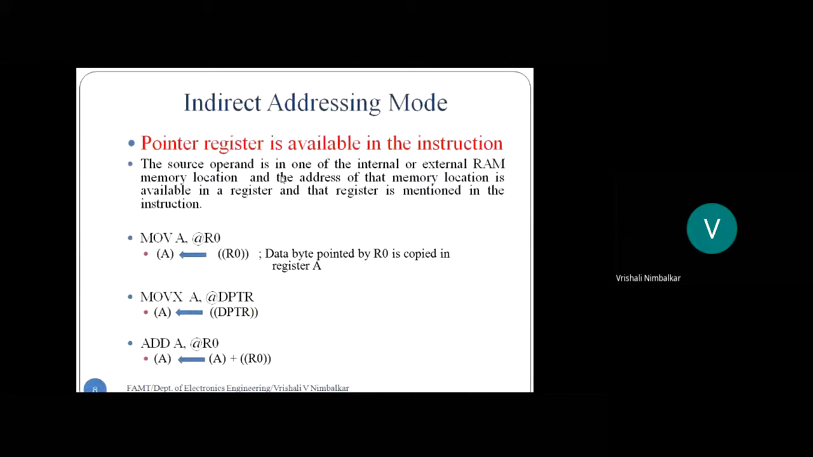Right? Next, indirect addressing mode. What is it? You will be mentioning a pointer register in the instruction. And the pointer register is denoted by @. Okay. So indirect addressing mode is you will be writing one pointer register in the instruction. And then where is your data actually? Where is the source operand? The source operand will be in some internal or external RAM. Correct? And the address of that memory location will be stored in one register.